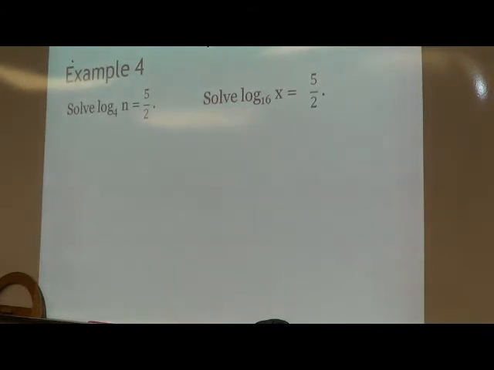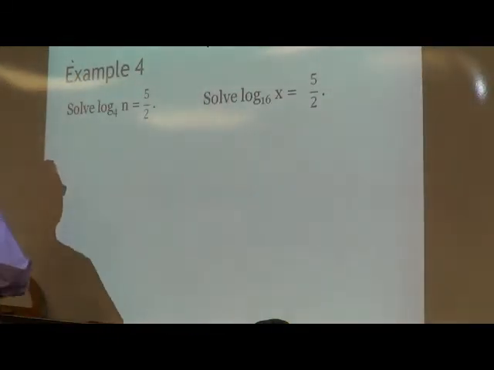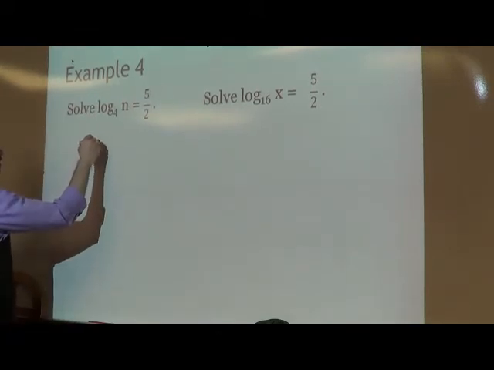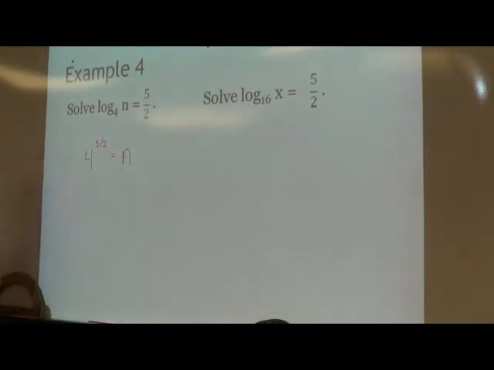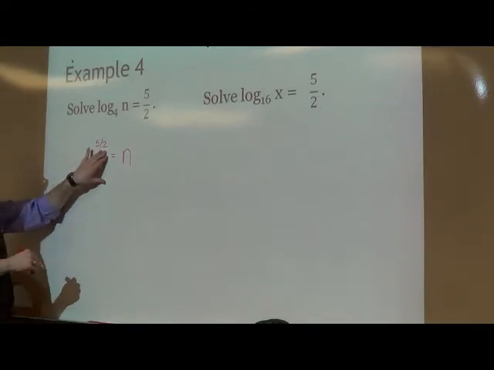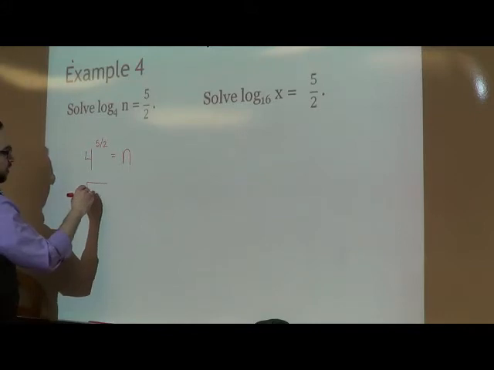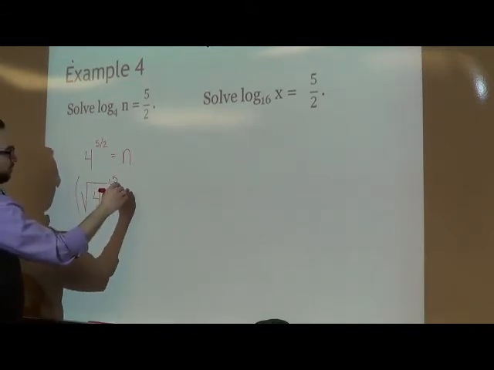Alright, so now we're solving ones where we know the exponent, and we're trying to find out what it equals. Again, the easiest way to do this would be to rewrite that in exponential form. So we have 4 to the 5/2 power is equal to n. Now all we have to do is evaluate this. Remember, fractional exponents mean you have a root. That means you're taking the square root of 4 and then raising that to the 5th power.